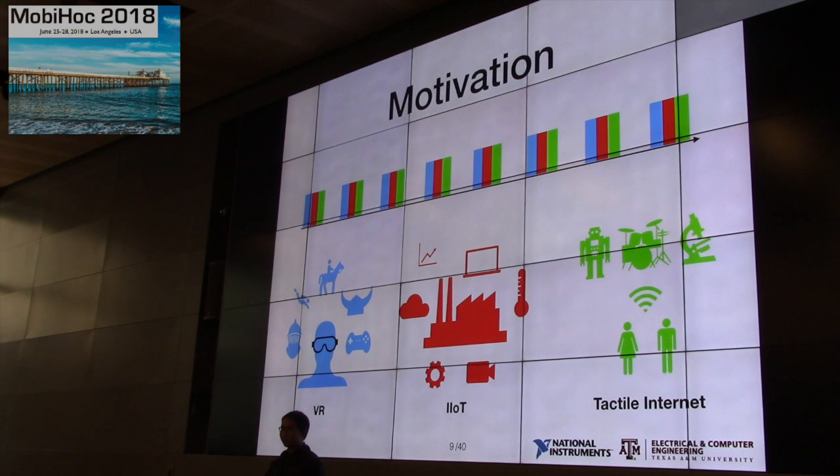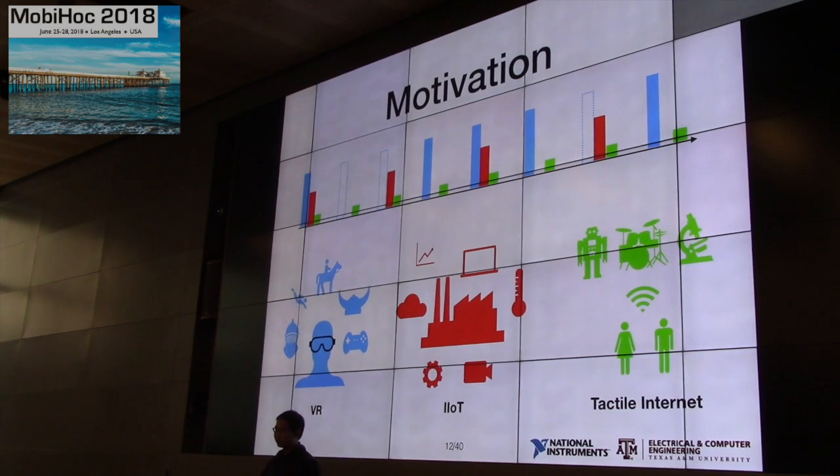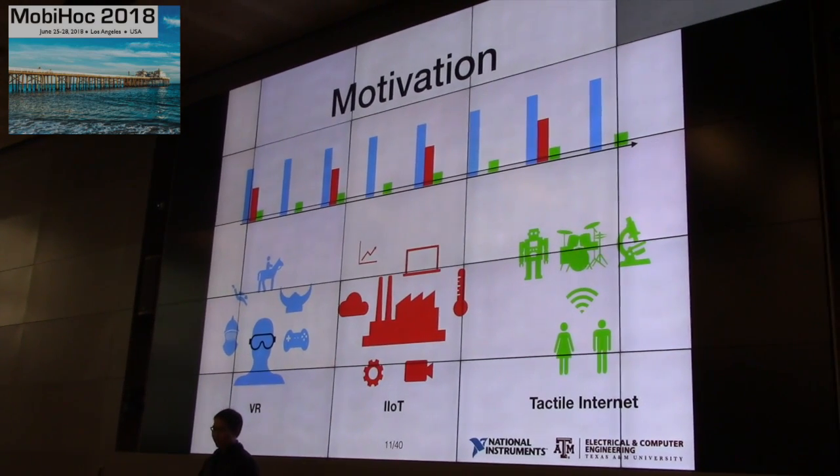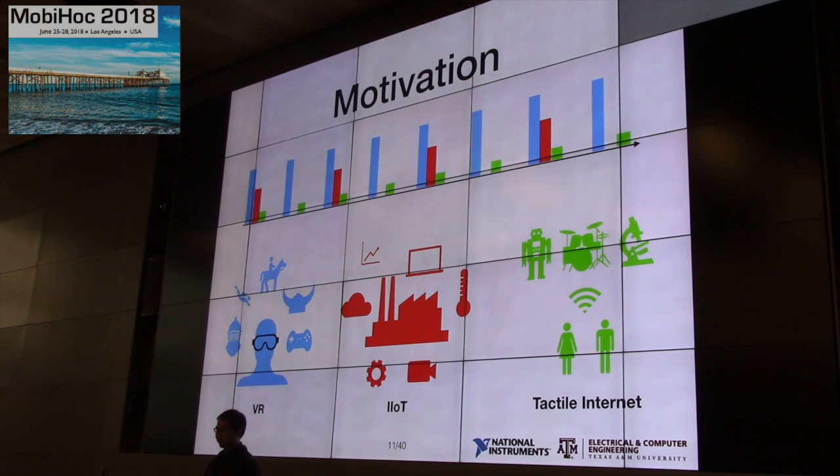All these applications have very different requirements. For VR, you might require more throughput. For Industrial Internet of Things, you might not need as much throughput. For Tactile Internet, all you need is the control information, so it's very little throughput, but you may require low latency. For VR, you need both very high throughput and a relatively high frequency of data coming in. Maybe for IIoT, you may not need as much. And for Tactile Internet, of course, you want low latency, so you require information coming in very quickly as well.